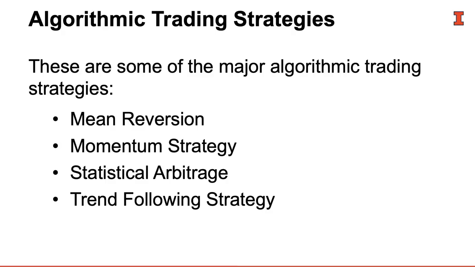Here are some very common types of algorithms that are often used in algorithmic trading. Mean reversion, momentum strategy, statistical arbitrage, trend following strategies. I'll mention the first three briefly and describe them, and then we'll dig deeper into a trend following strategy.